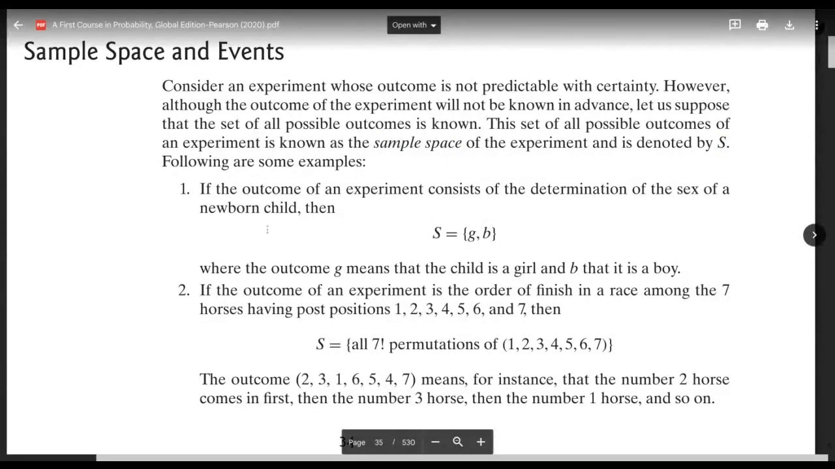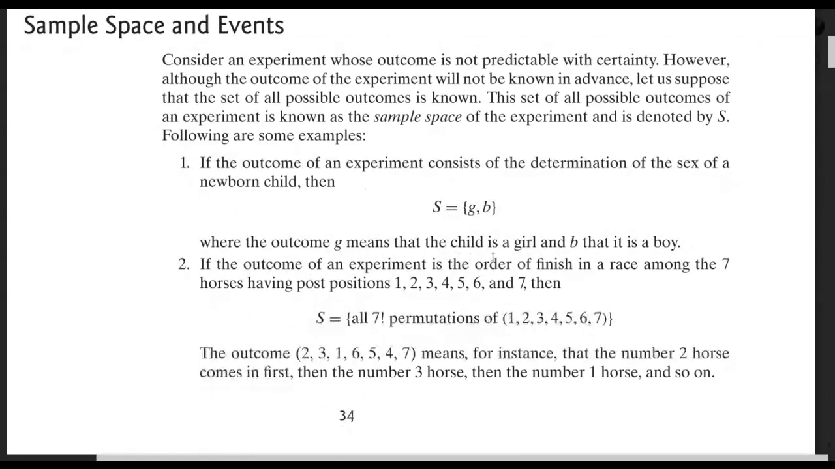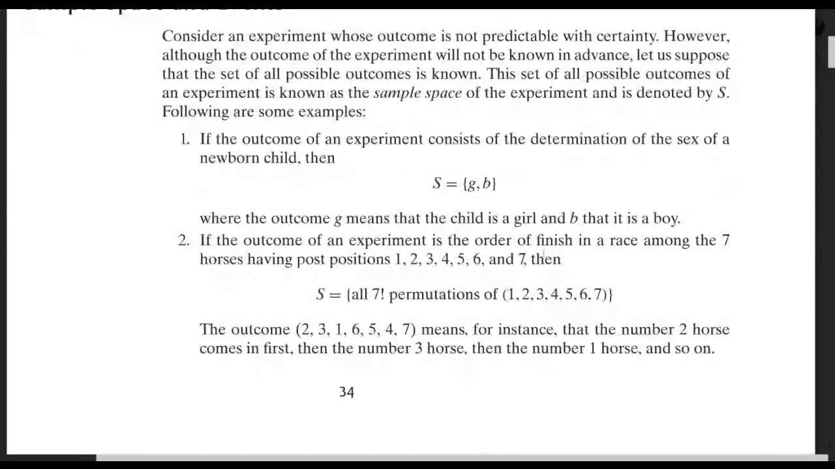So first, if the outcome of an experiment consists of the determination of the sex of a newborn child, well, we assume there are only 2 genders, only girls and boys, no other gender. So the sample space will be only either girl or boy. The baby was born either a girl or a boy, where the outcome G means the child is a girl and B is a boy.